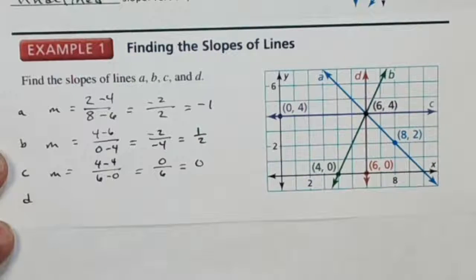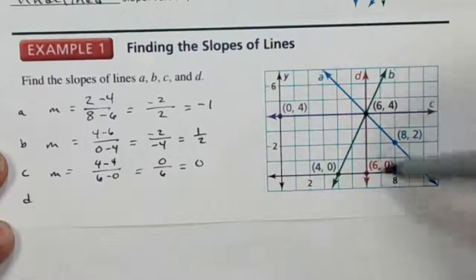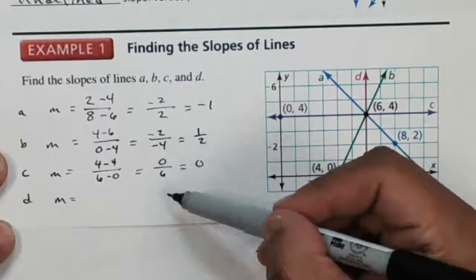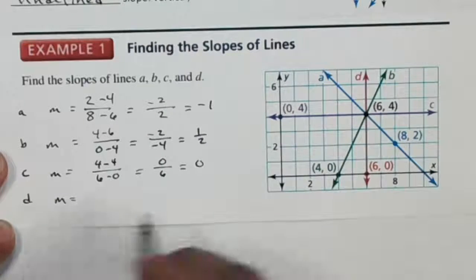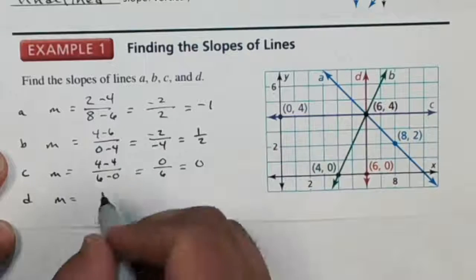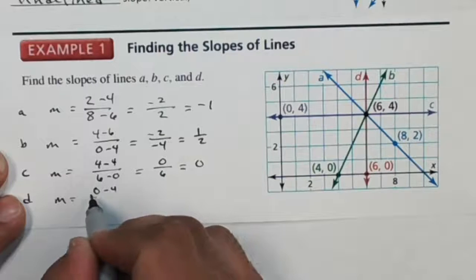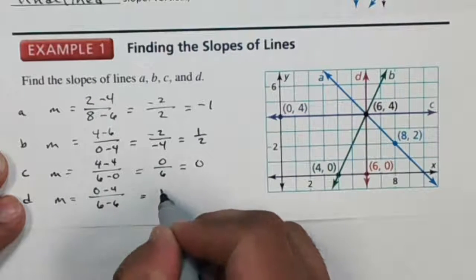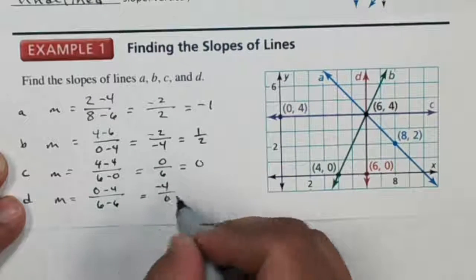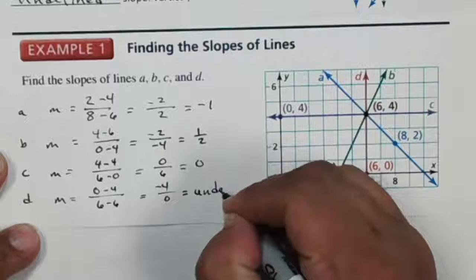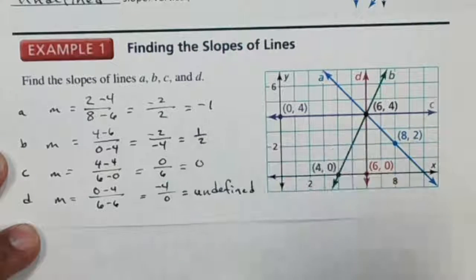Alright, for line D, this one's going straight up and down, so it's vertical, so that tells me I'm going to have an undefined slope. But to show you the difference of having 0 on the top and 0 on the bottom, let's look at this. I'm going to do 0 minus 4 over 6 minus 6. That gives me negative 4 over 0. This 0 cannot be in the denominator, so this one would be an undefined slope.